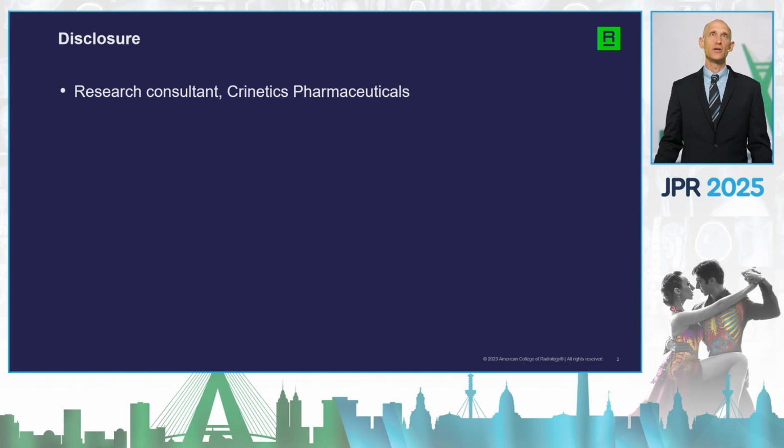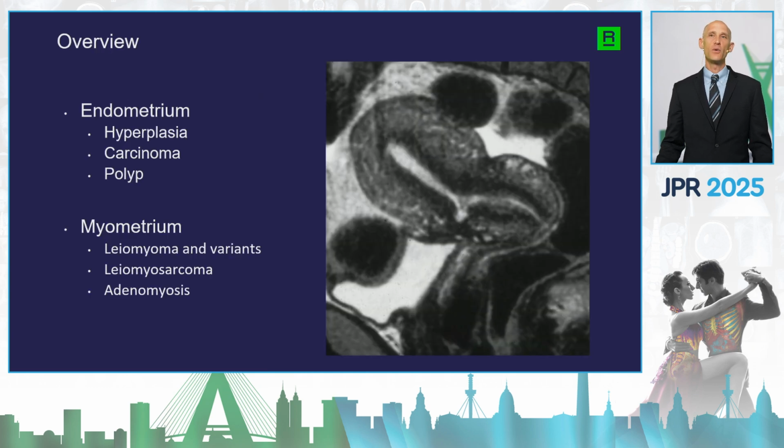Okay, please. Hello, everybody. My name is Jamie Marco, and I'm very happy to be with you today to discuss uterine masses with radiologic pathologic correlations. This is my disclosure. I do some research work which is unrelated to the topic that I'll be discussing here today. So when I think about the uterus, I like to divide it into two major compartments. We have the endometrium and the myometrium.